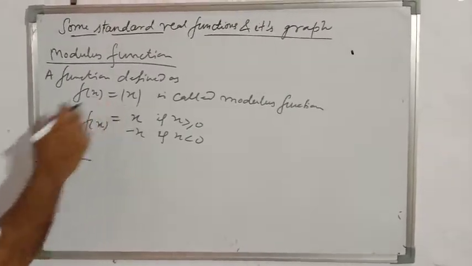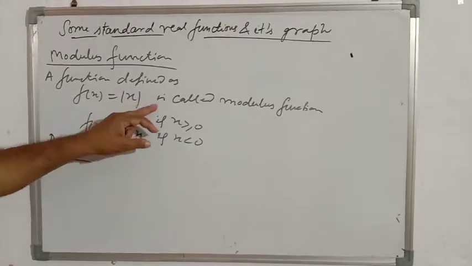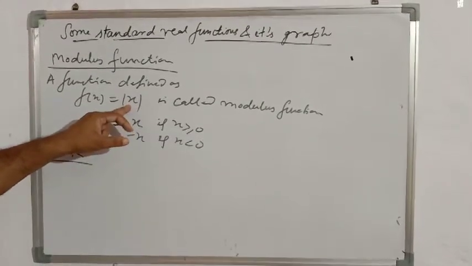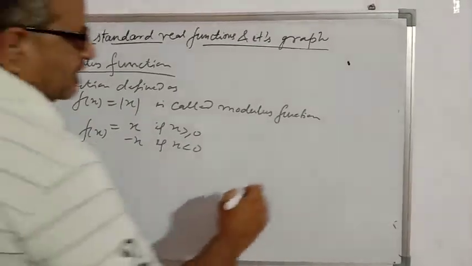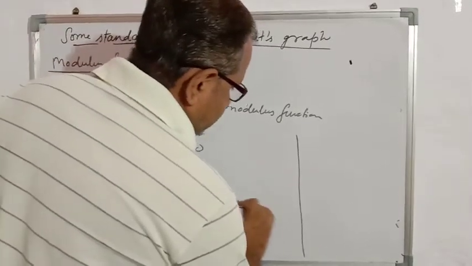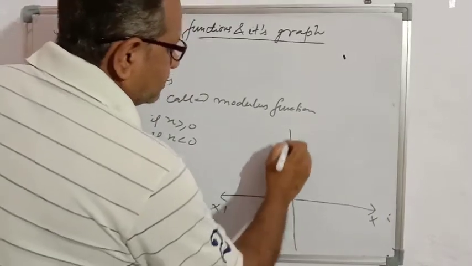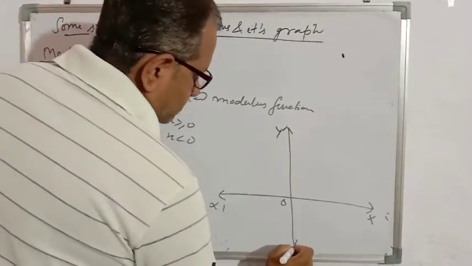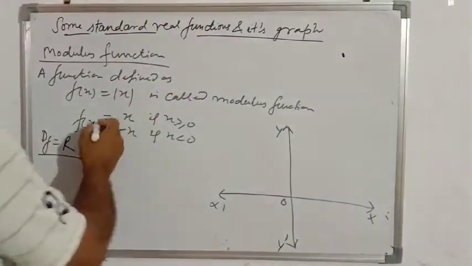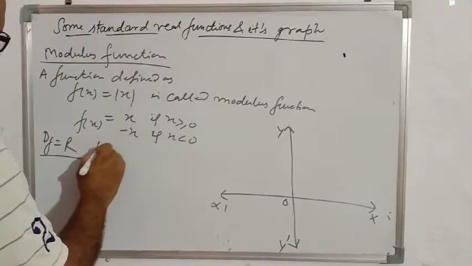We will get all the real numbers. The function is defined for all real numbers. We can take any value of x. What is the graph of this function? See the graph. So we are getting two functions here.